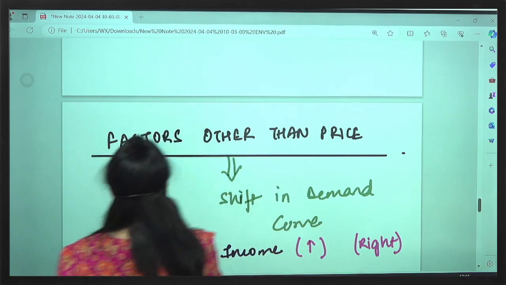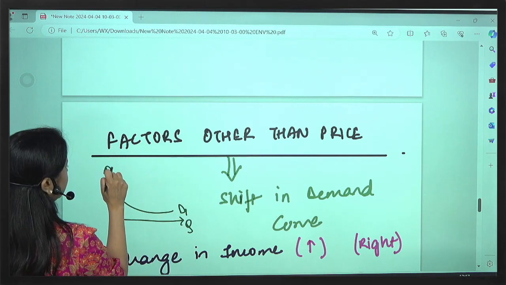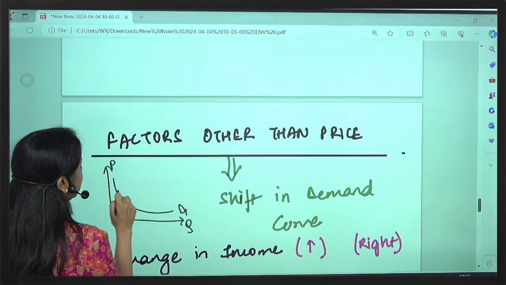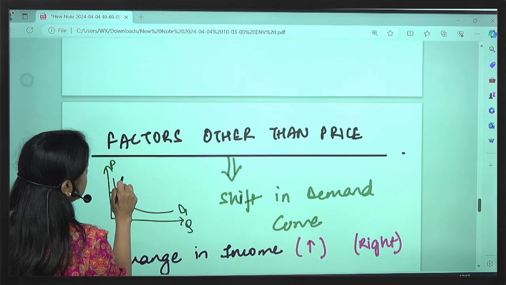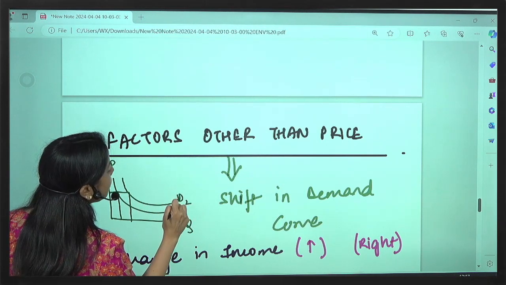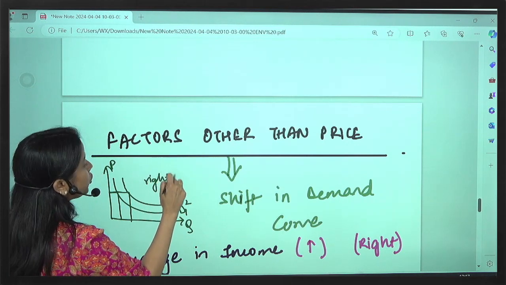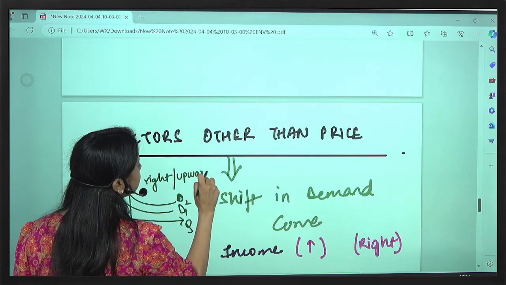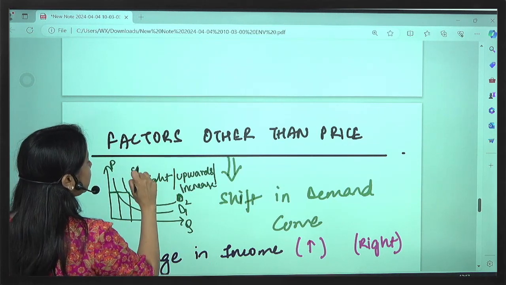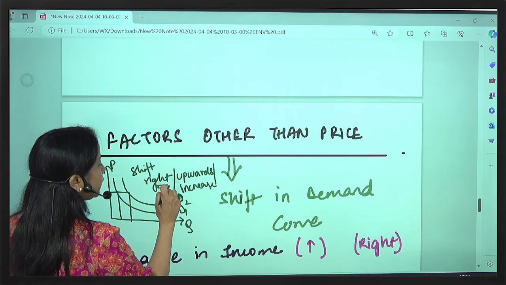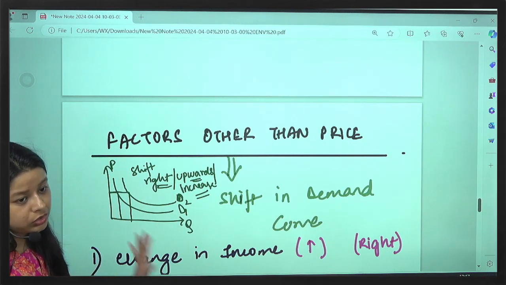Remember, this was your D1, right? Increase in income meaning at this price only, instead of Q1, I will be able to buy Q2. So at all the price levels, I am able to buy more. So my demand curve shifts to the right. You can also call it upwards, or we also say increase. There is a shift in the demand curve towards the right or upwards, or there is an increase in the demand. These are the terminologies that we use.